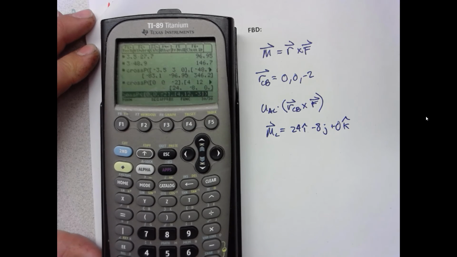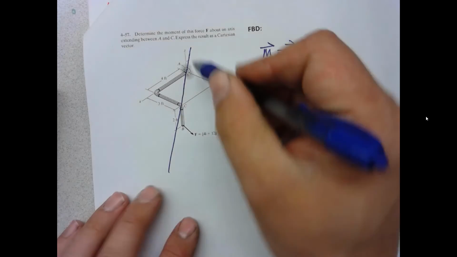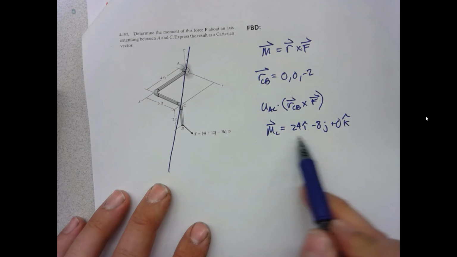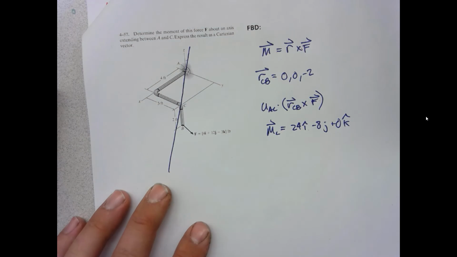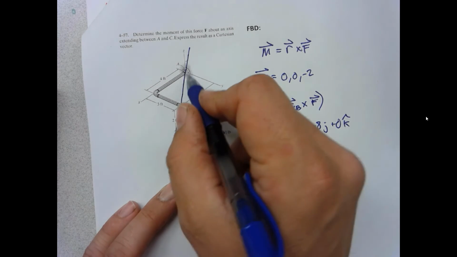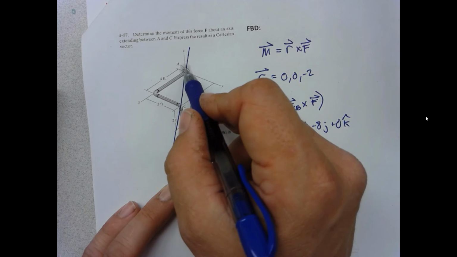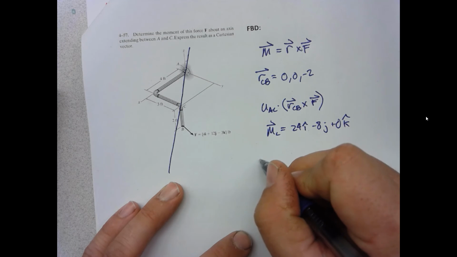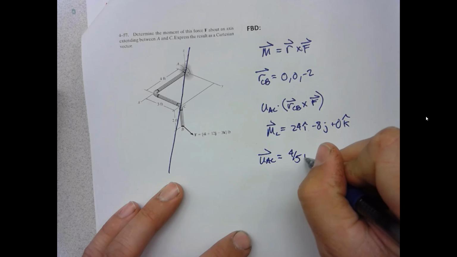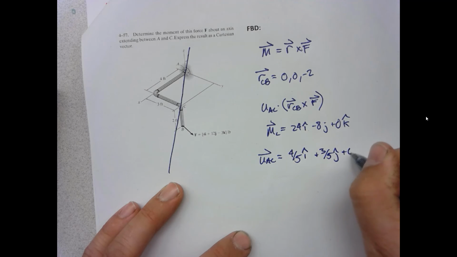So why do we find the unit vector from AC? I haven't done that yet. I need to, because I'm trying to find the moment about this axis, and so I need to figure out how much of this moment vector lies along this axis. So U_AC, it looks like a 3, 4, 5 triangle, so the unit vector AC is 4/5 i hat plus 3/5 j hat plus 0 k hat.